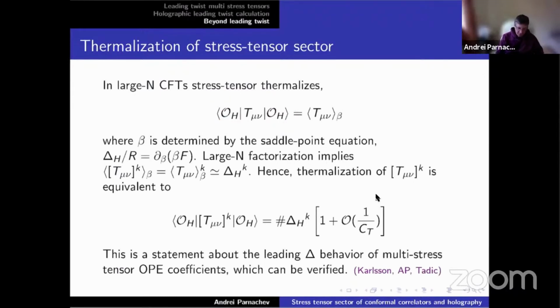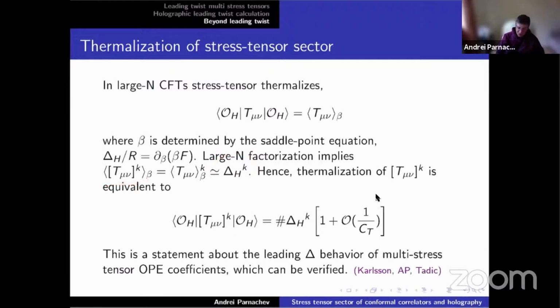Now, large N factorization in large N CFTs implies that the finite temperature expectation value of T to the K operator is just the stress tensor operator expectation value to the power K, which scales like delta heavy to the K, and then there's some number depending on what kind of contractions you have here.